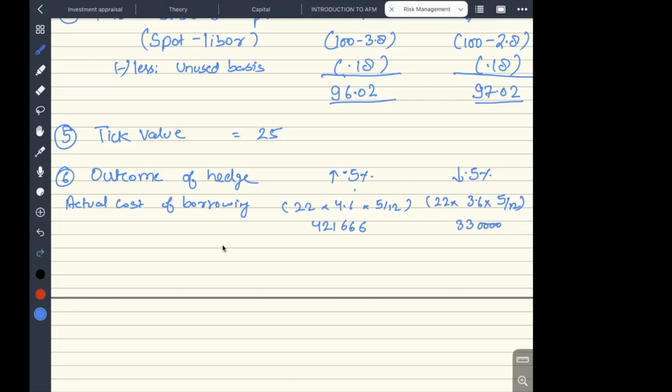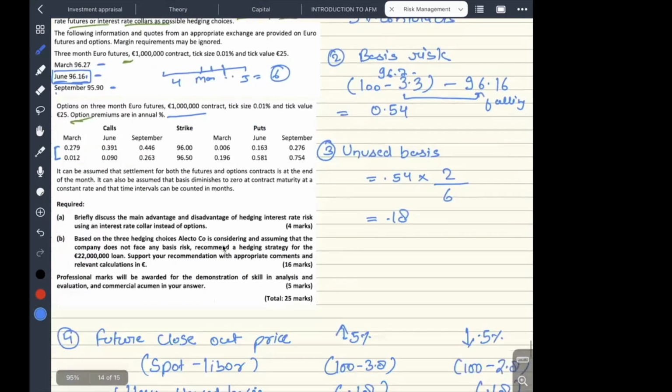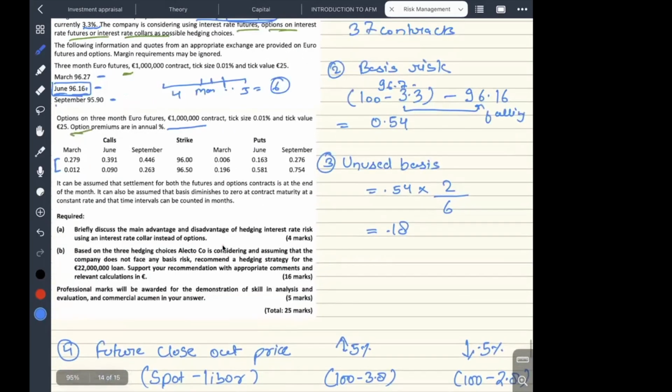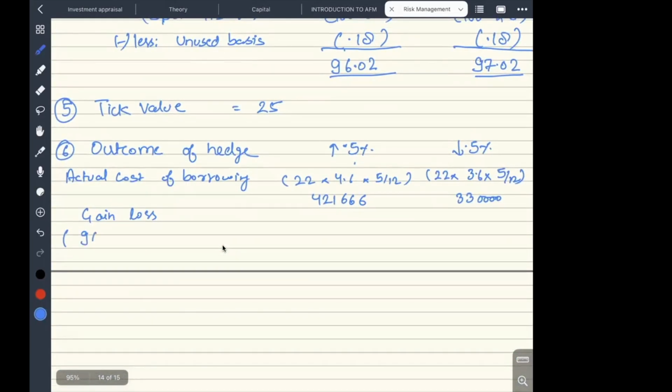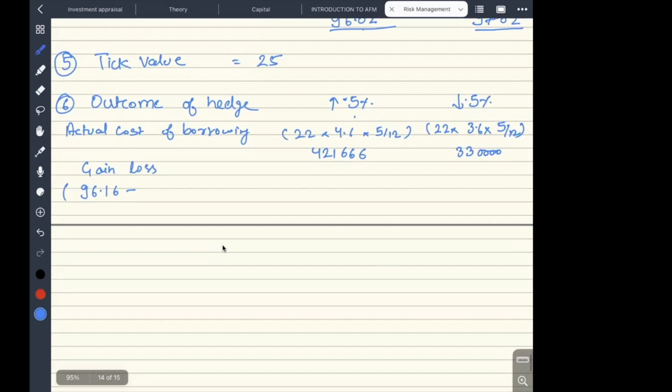Now, what is the gain or loss? That is the important calculation. Now, gain or loss: if you go back to the formula, it says future price minus future closeout price. What is the future price? So future price is 96.16, minus the future closeout price, 96.02, right? Multiplied by spot contract tick.